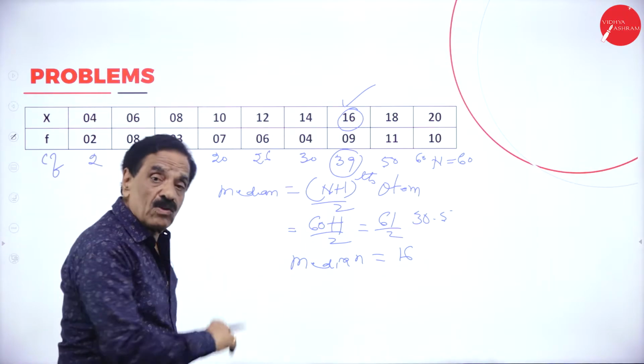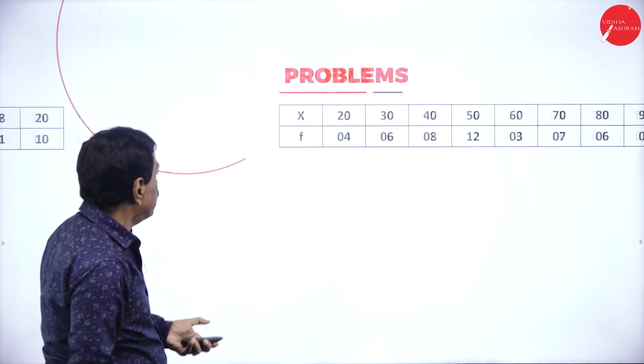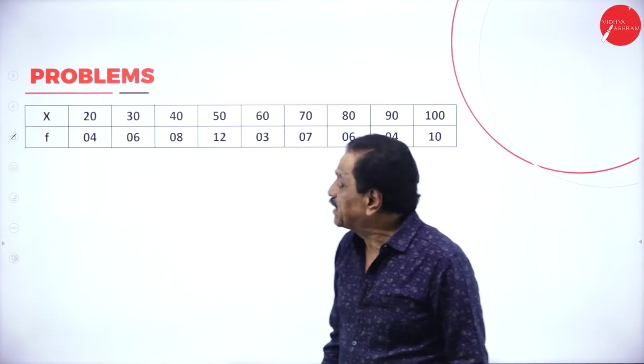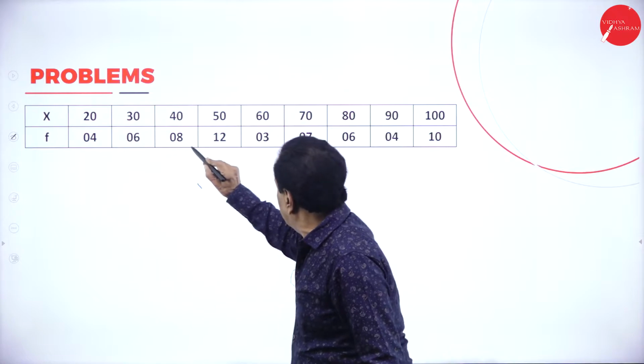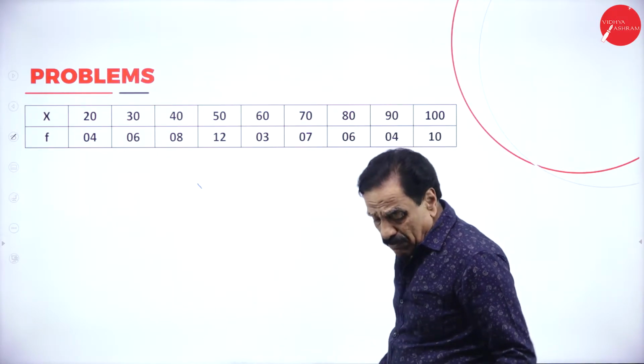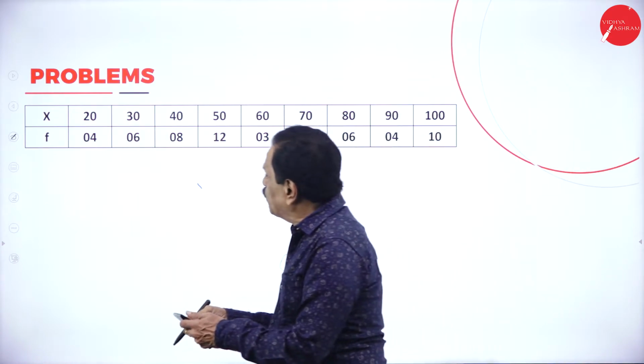I think you follow this. We'll go to the next one. Here, the frequencies are 4, 6, 8, 12, 3, 7, 6, 4, and 10. We'll add one by one. What is the first one?